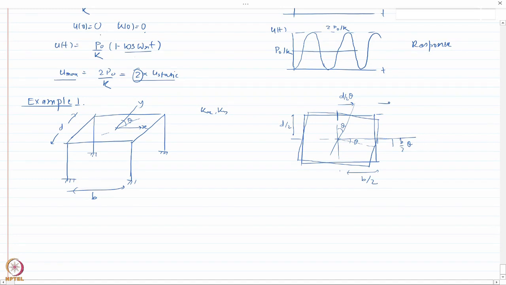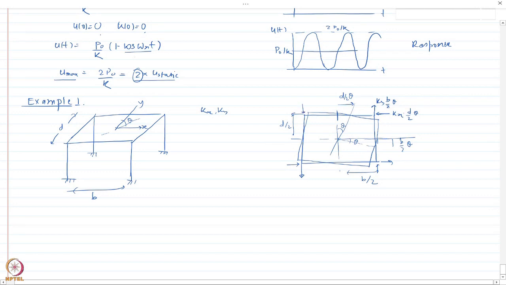Now when it tries to rotate like that, what will happen? The column would apply a force in this direction, which would be kx times the horizontal displacement, which is d by 2 theta, and in this direction, ky times b by 2 times theta. The same would be the case at other corners as well. For example, here it would apply in this direction and in this direction, and at this point in this direction and in this direction, and at this point in this direction and in this direction.